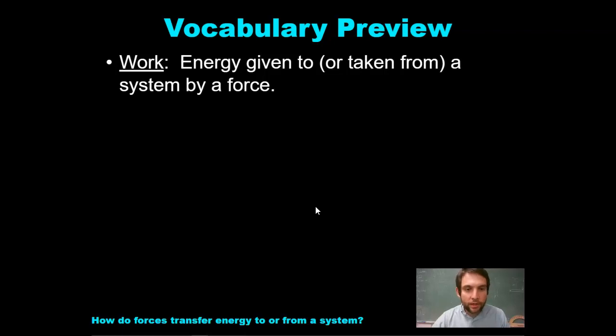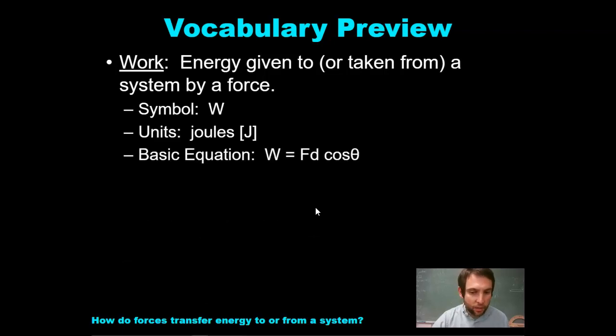All right, so work is energy given to or taken from a system by a force. Symbol capital W. Units are joules. The basic equation is work equals force times displacement times cosine of the angle.